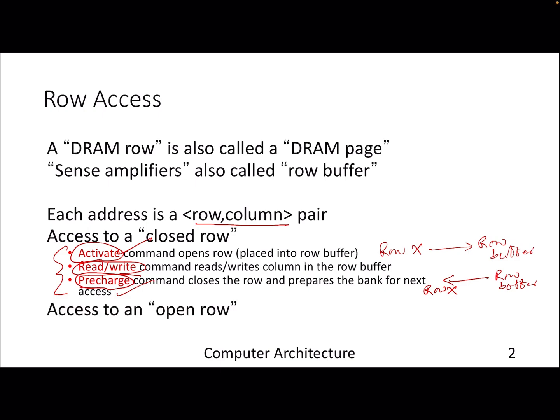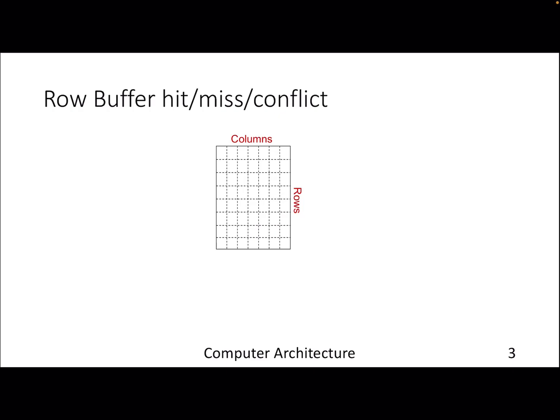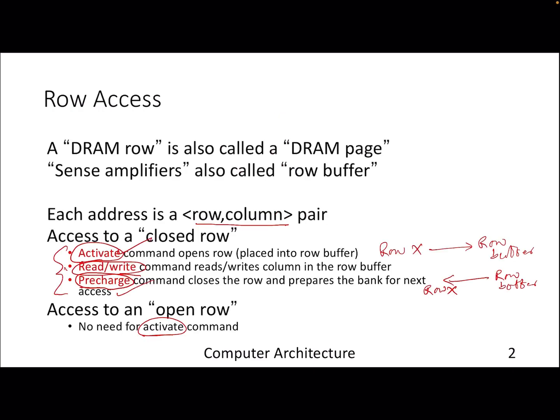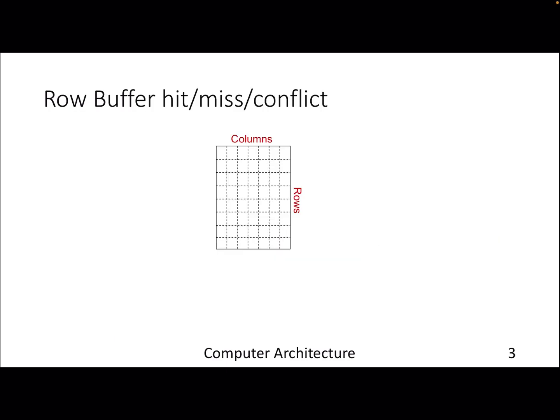If the row is open, that means it's already there in the row buffer. Then there is no need for an activate command, because the row buffer contains the data that you want to access. So you directly access that particular data, depending on whether you want to read or write. So let's look at the notion of row buffer hit, miss, and conflict, similar to our cache hit and miss.